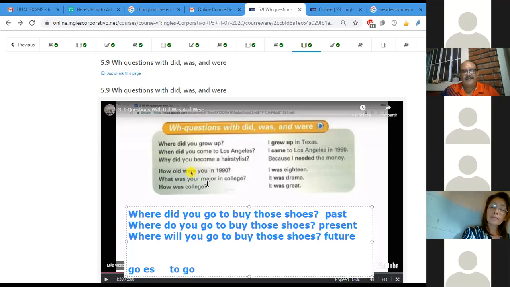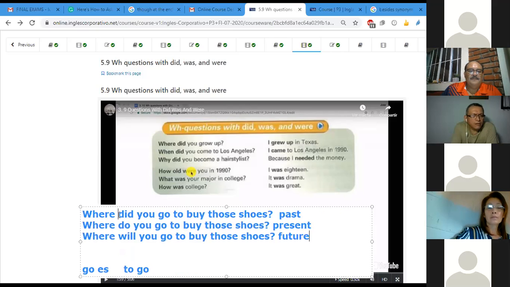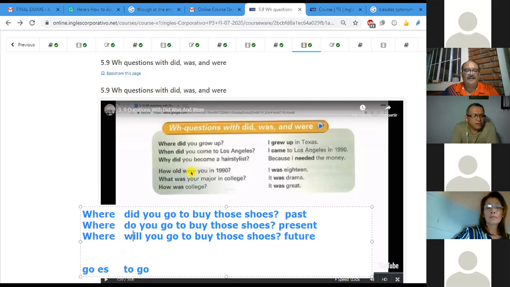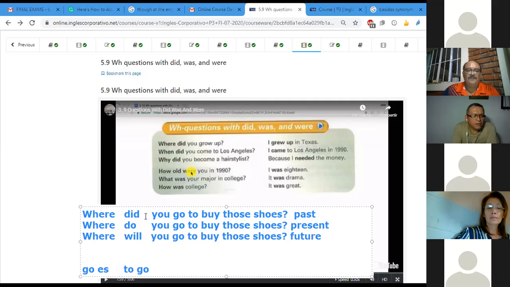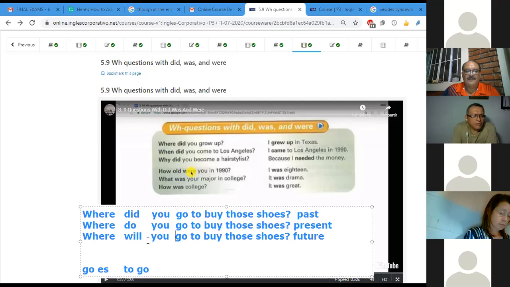¿Qué es lo que ven acá en común y qué es lo que cambia? El did es para el pasado, el do para el presente y el will para el futuro. Okay, y el go se repite. Go to se repite. El you porque estamos hablando de tú. Y go to buy. Luego, el buy nunca cambia, the base form.